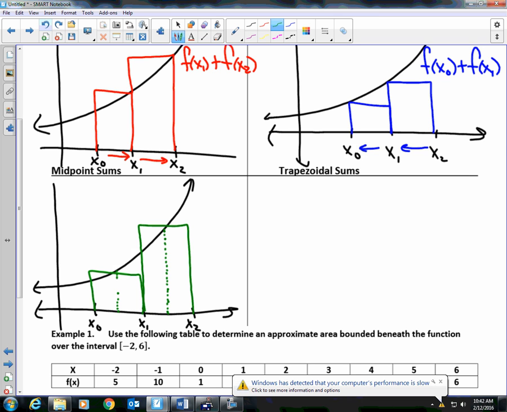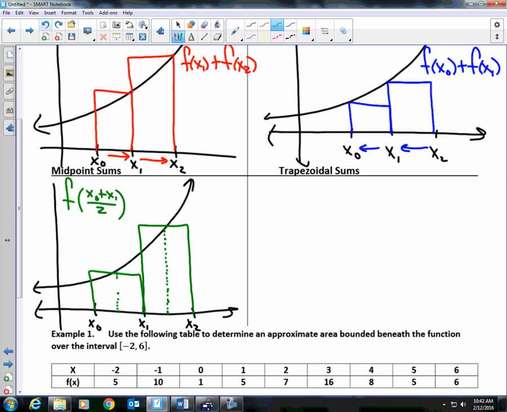Question is, how do we calculate that? This is a little bit more complicated. We take f of, do I do x sub 0? Do I do x sub 1? Okay, tell me more about half of it. Add it together, divide by 2. X sub 0 plus x sub 1 divided by 2. That is going to be the midpoint of those x values. Plus f of x sub 1 plus x sub 2 divided by 2. You can see you need to find the midpoint of the x values and then evaluate the height there.